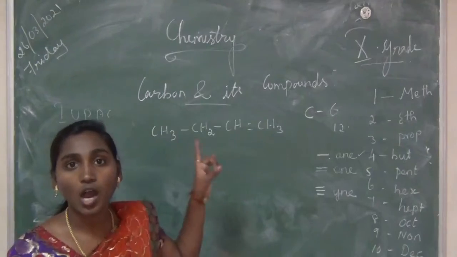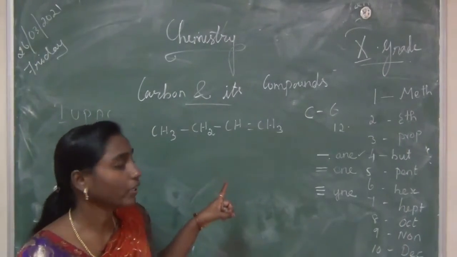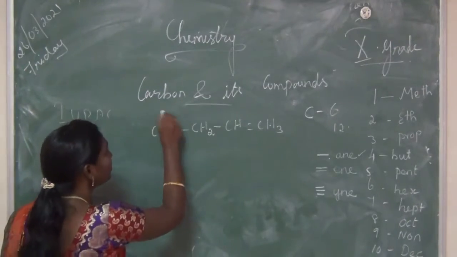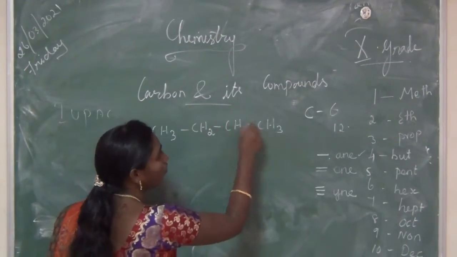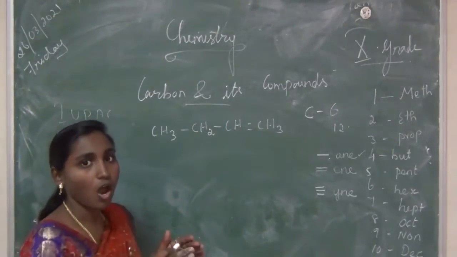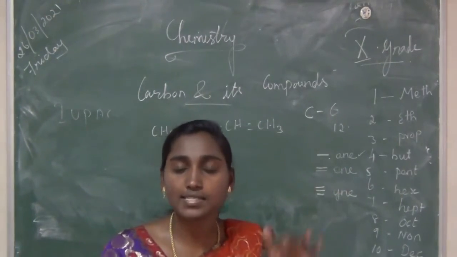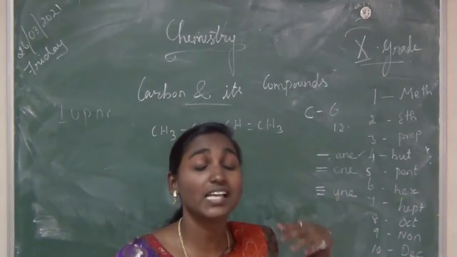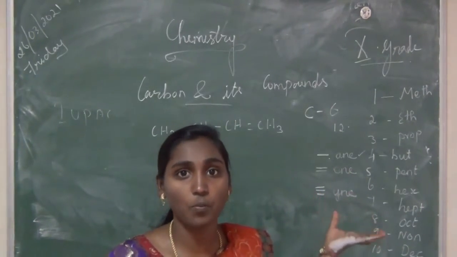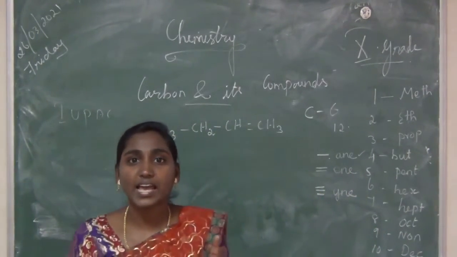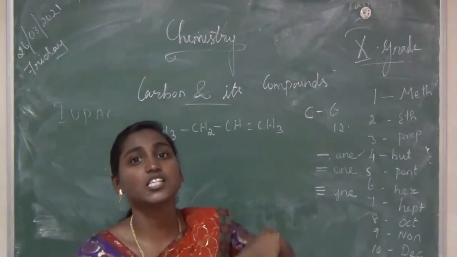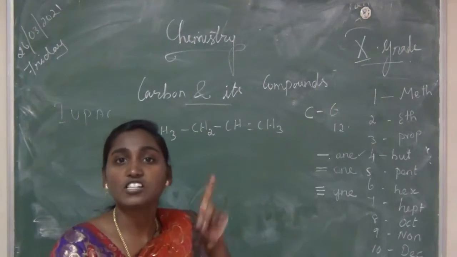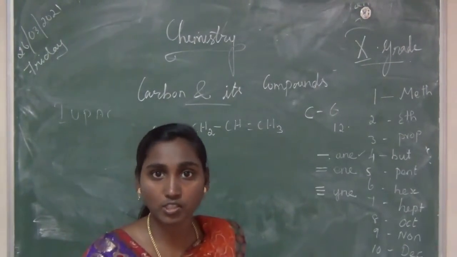First you need to count the carbon atoms. How many carbon atoms are there? 1, 2, 3, 4. If one compound has a double bond, a triple bond, functional groups or any other special features given in the compound, the first priority should go to those special features. If one compound has a functional group, the first priority goes to the functional group.